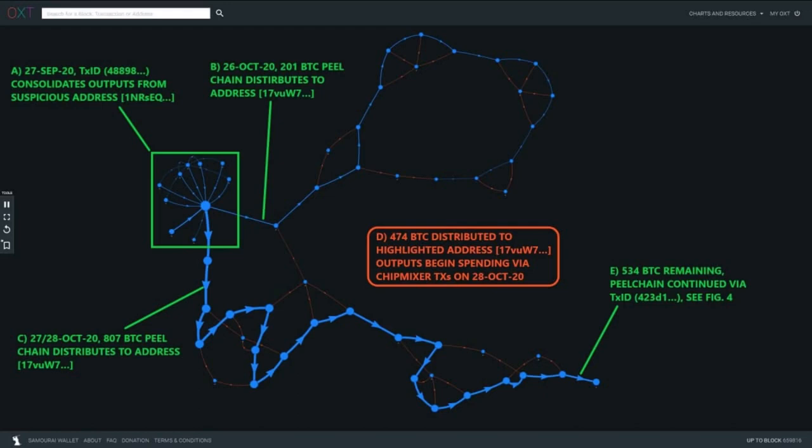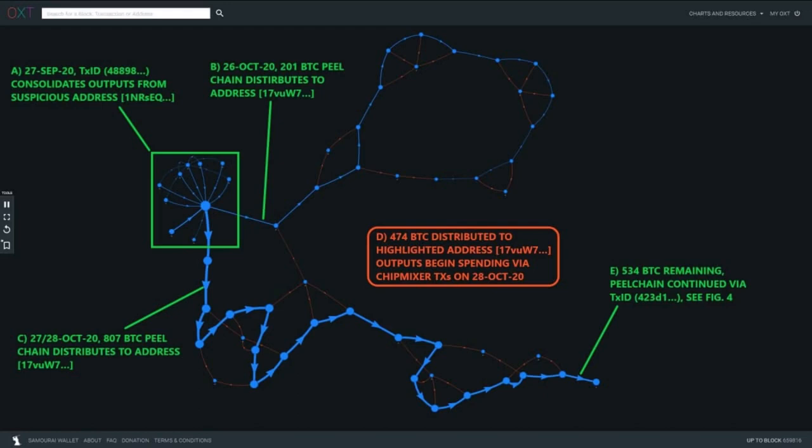As you follow the inputs and outputs along this part of the transaction graph, what you'll see is the smaller pieces are chopped off and sent to that 17VU address. And the change amount, the blue line, just continues making small deposits to that same address over and over again. This is what we would call a classic peel chain, with several small payments and a change output.